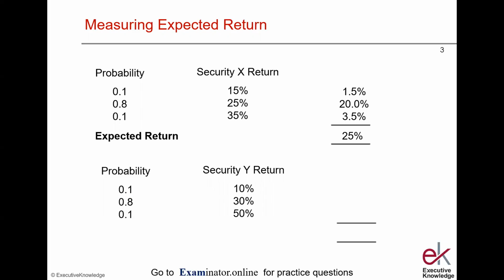For Security Y, we perform the same calculation. We add up the expected values, and we get the expected return of 30%. It is a simple weighted average calculation, and that could be the approach you have to take for an expected return question at Paper 7.